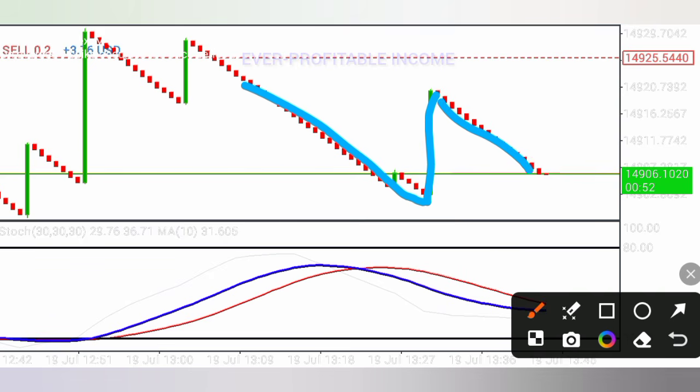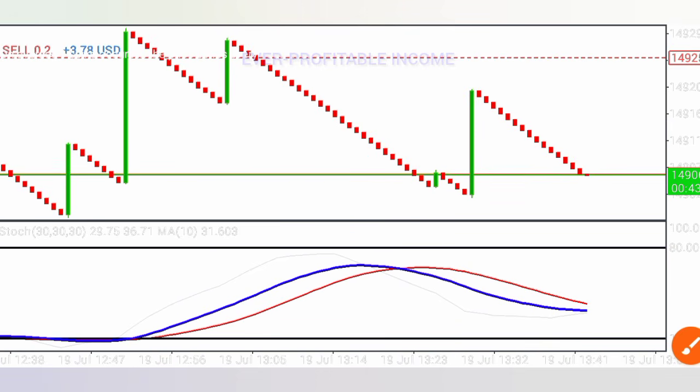Then we went back. We're currently back on profit, and soon we will be out. We're not going to stay for long. Okay, so I'm going to show you the settings of this indicator, and it's very easy. So let's head over to the indicator window.